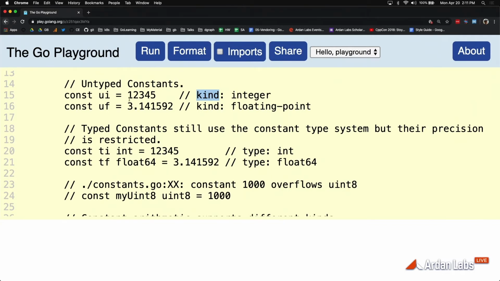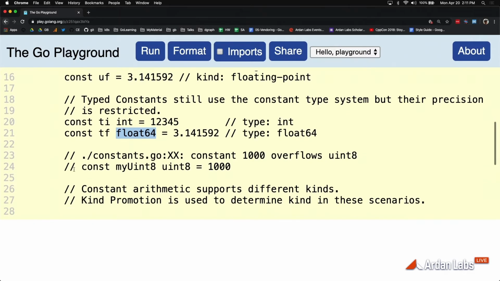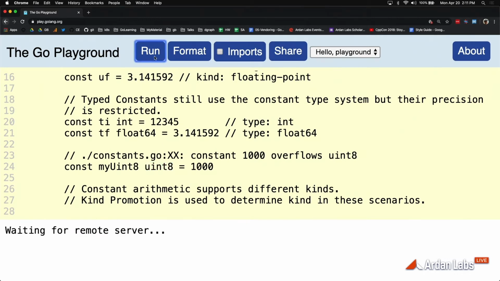So if you look here, UI is a constant of kind integer. UF is a constant of kind float. The compiler can figure that out because of the decimal point. Now these constants here are of a type, and they get bound to type. One way to show you that they're bound to type, I have to comment this piece of code out, is because once I said that this constant was of type uint8, that means that the largest number we can put in there is that 255, right?